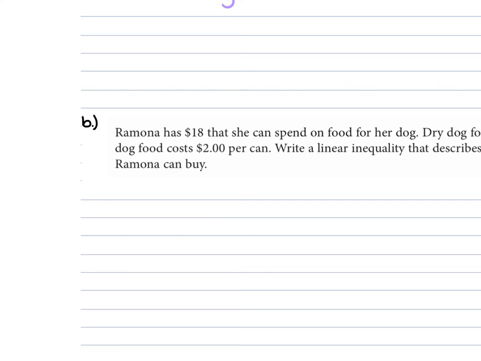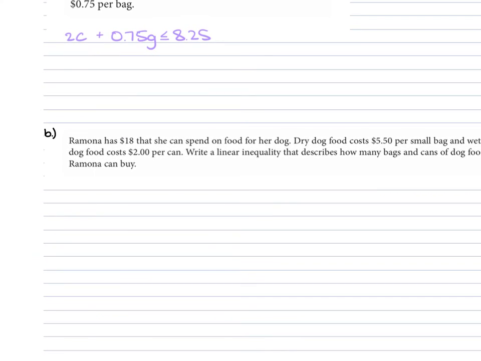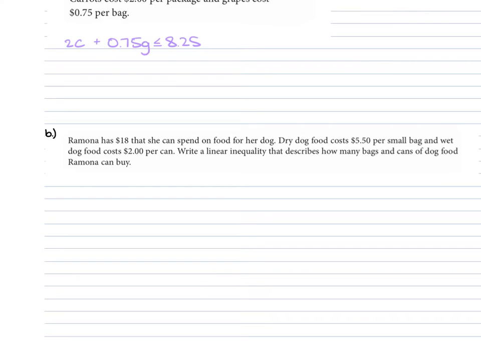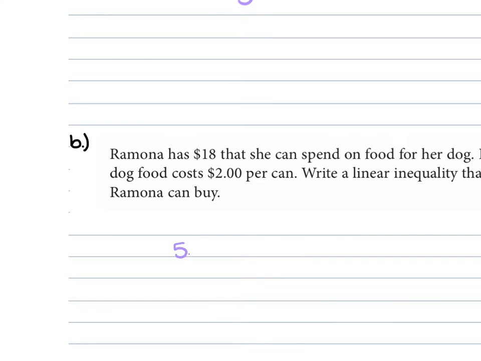For B, it says Ramona has $18 that she can spend on food for her dog. Dry dog food costs $5.50 per small bag, and wet food costs $2 per can. Write a linear inequality that describes how many bags and cans of dog food Ramona can buy. So we have dry dog food, $5.50 per small bag, so that's $5.50 times D. And then cans are $2 per can, and she can spend $18 on food, so that amount has to be less than or equal to $18.